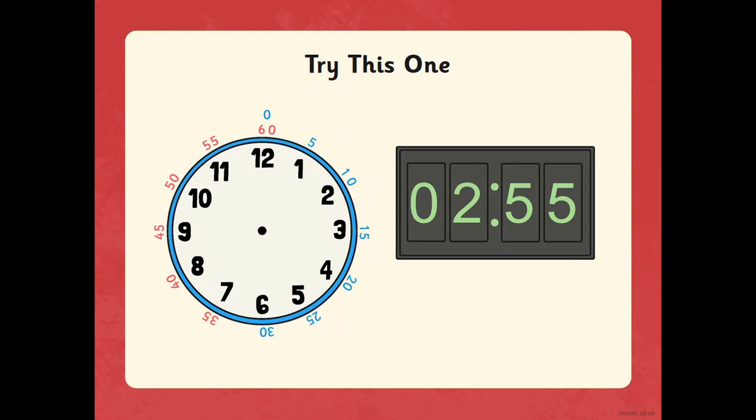Finally, can you do this one? Okay, so the hour hand is pointing to the 2, but it's 55 minutes past, so it's going to be just after 2 or almost 3 o'clock. It's going to be nearer to 3 than 2, but it's still within the hour of 2, and then the minutes are 55. So great job there.